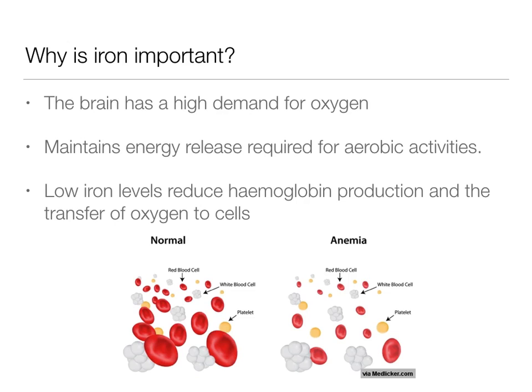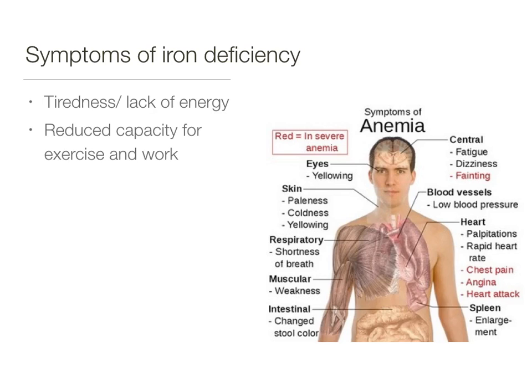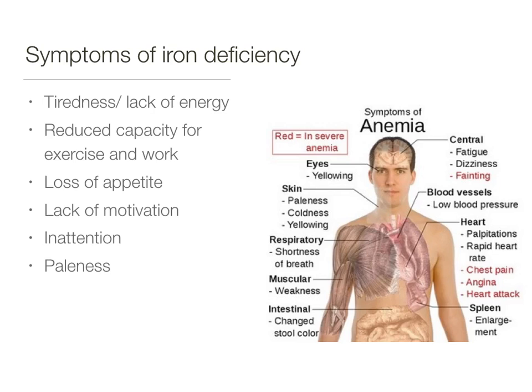So when anemia occurs and hemoglobin production is reduced, what actually happens in the body? The symptoms of iron deficiency primarily relate to tiredness or lack of energy, as our cells have a reduced access to oxygen. This leads on to a reduced capacity for exercise, particularly endurance exercise, as well as everyday work. It can lead to a loss of appetite, a lack of motivation, inattention, paleness, and weakness of the muscles.